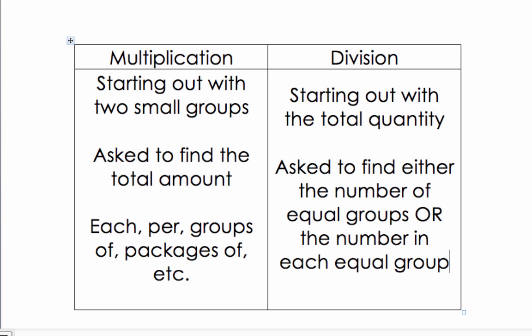Division starts out with the total and asks you to break it up into smaller groups by dividing, while multiplication starts out with 2 small groups and asks you to find the total amount. Now, I didn't put clue words up for division because they're actually the same as multiplication. What you have to do as a student and as a reader is to read the problem carefully and decide what the problem is doing, because you're going to see a lot of the same clue words. And the most important thing for you to do is to figure out, am I being asked to find the total or am I starting with the total? And that's going to be your biggest help.